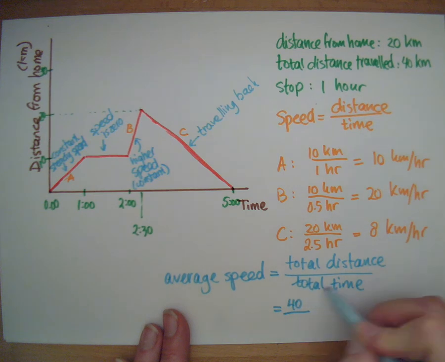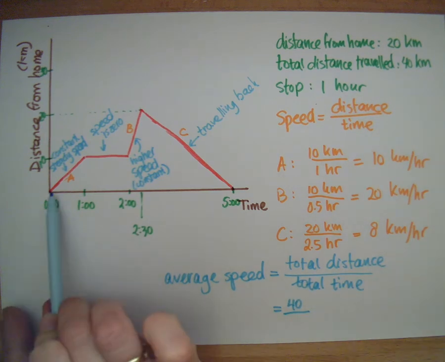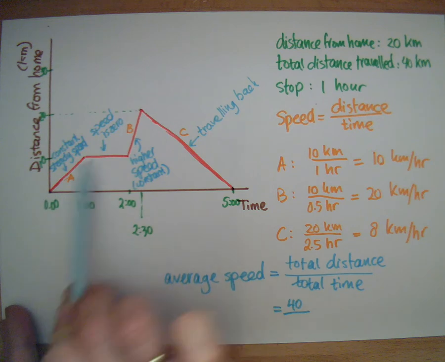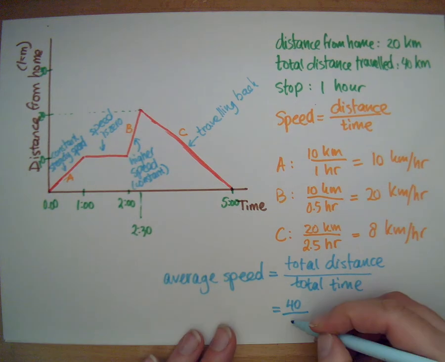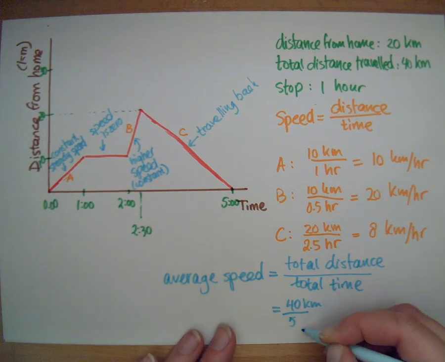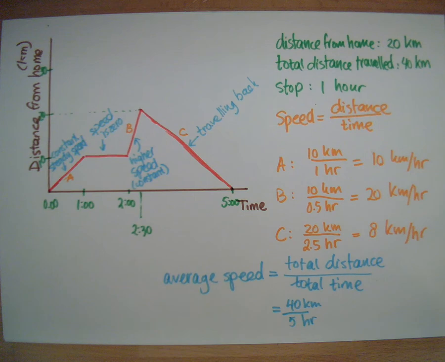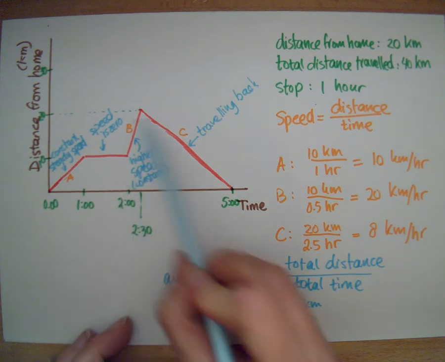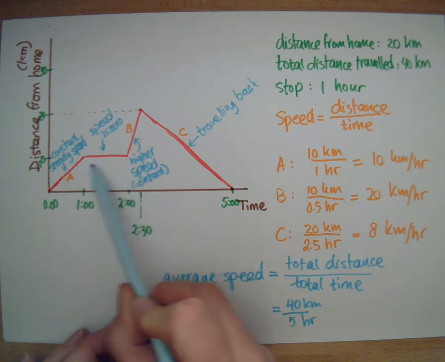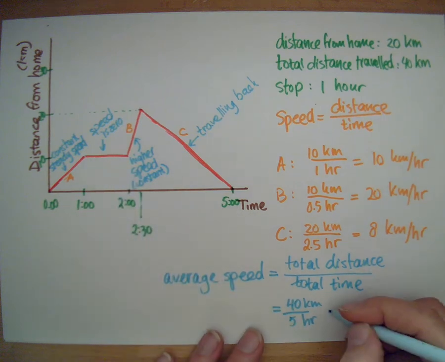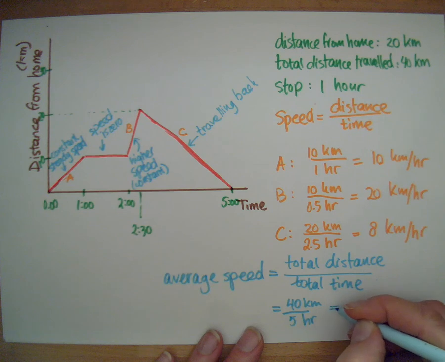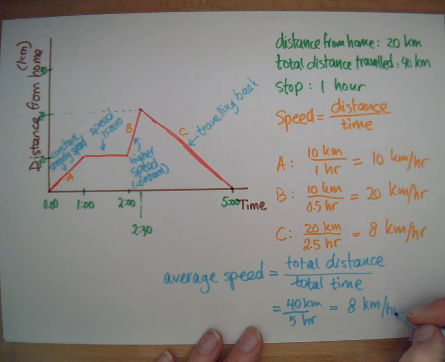And how long did that take us in total? Well, this is 0. This is when no time had passed. And we came back home 5 hours later. So it took us 5 hours, 40 kilometers in 5 hours. Yes? And those 5 hours include that whole hour where I just sat there and didn't bike at all, right? 40 divided by 5 is 8. So 8 kilometers per hour is our average speed.